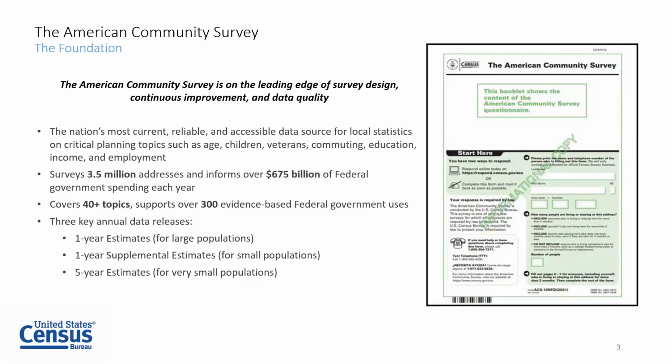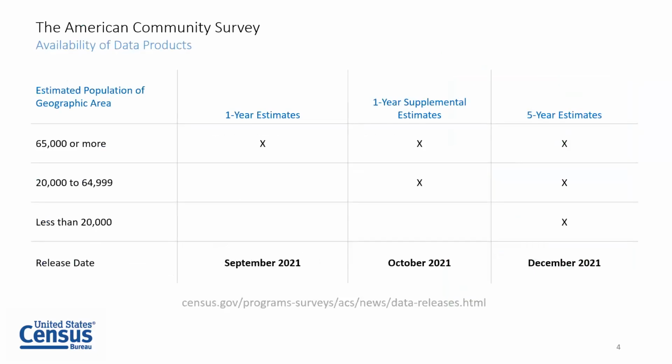And we release 3 different sets of these estimates each year. The first is the one-year estimates, which are collected over 1 calendar year and include geographies with populations 65,000 and above. Then we release one-year supplemental estimates, which include modified versions of popular one-year tables. And these are released for geographies with populations 20,000 and above. And finally, the 5-year estimates, which are collected over a period of 60 months or 5 years, include more granular levels of geography, such as census tract and block group. You can see these sets of estimates broken down here.